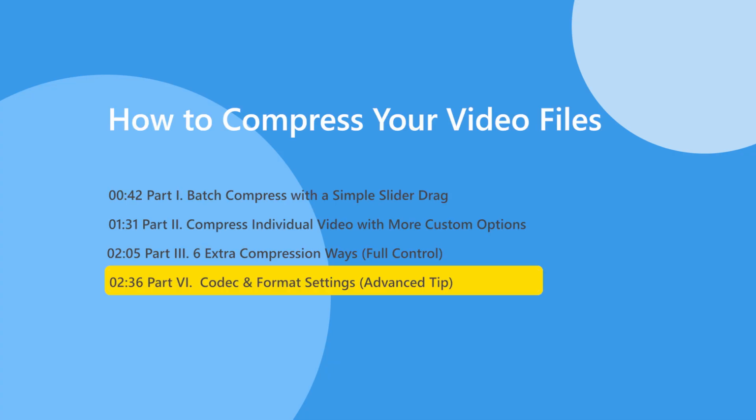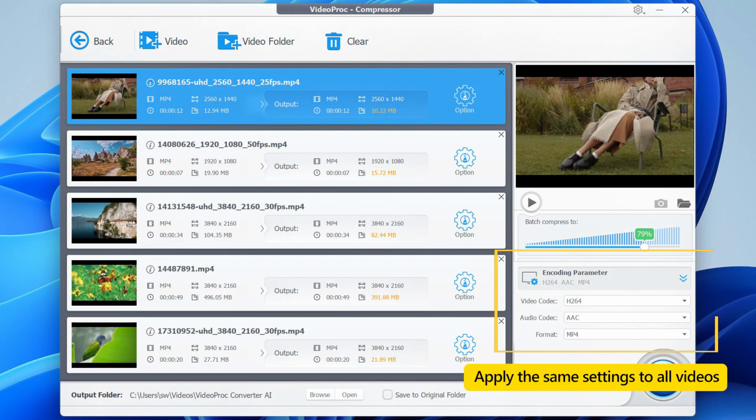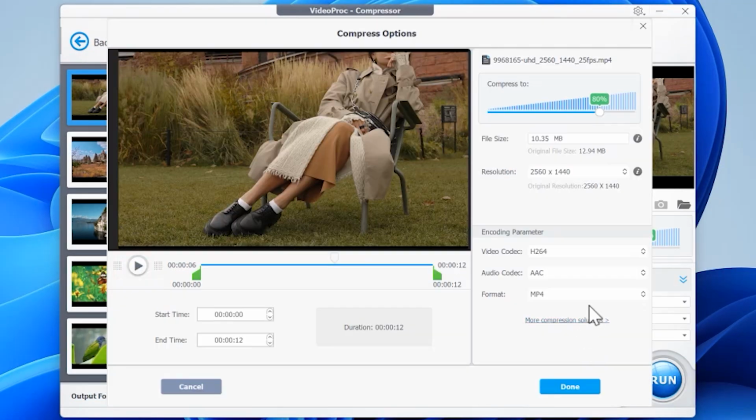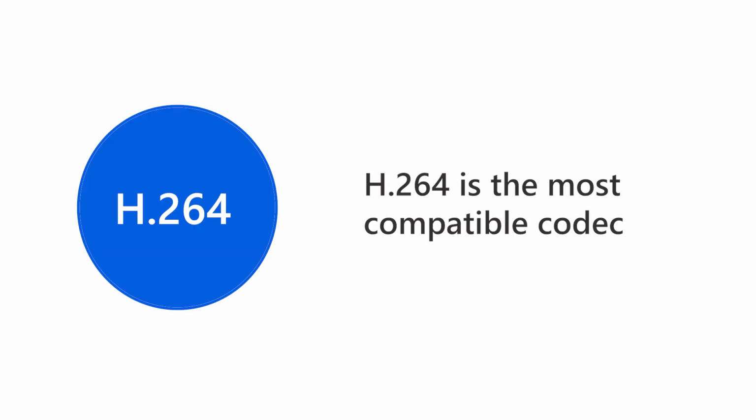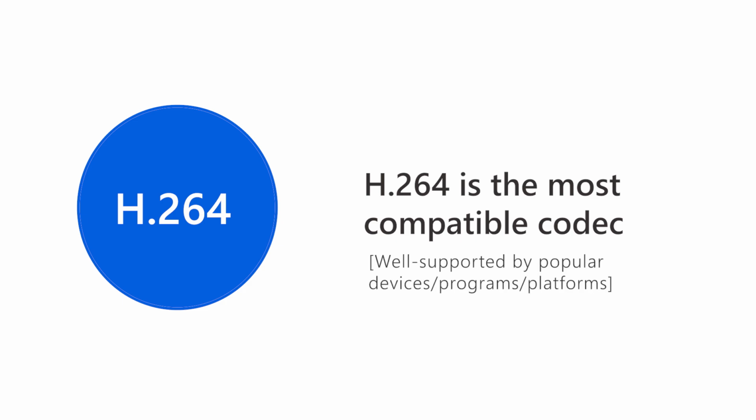Now let's take a closer look at the encoding parameters. You can apply the same settings to all videos at once or adjust them individually for each video. The controls and how you use them are the same. If you care a lot about quality, the first thing to look at is the codec. The default H.264 is the most compatible codec and works everywhere.